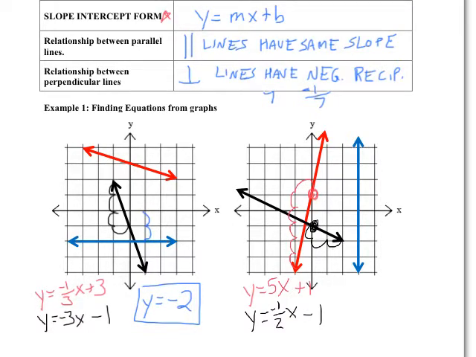And then finally we have the vertical line. A vertical line always is of the form x equals some number, and that number is 1, 2, 3. So x equals 3. So what we've learned here is horizontal lines are y equals a number, and vertical lines are x equals a number.